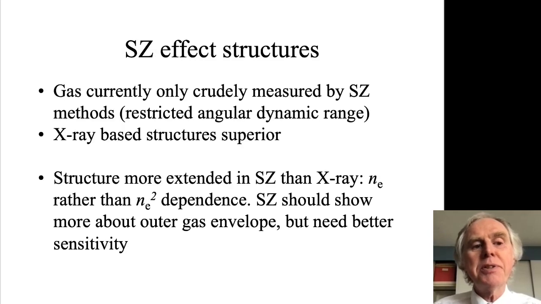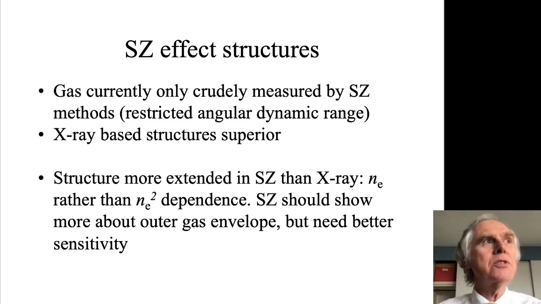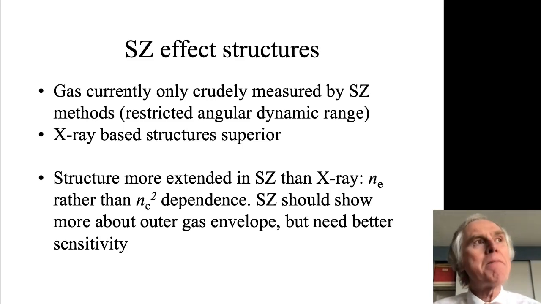You can try to measure the structure of an SZ effect, and that'll tell you something about the structure of the atmosphere. So far, that's only been done very crudely by SZ effect data, and that's because the signal to noise of X-ray measurements is usually very much better, and the angular resolution of the X-ray data is generally very much better. So X-ray based structures are generally the gold standard. Well, that's in the center of a cluster.